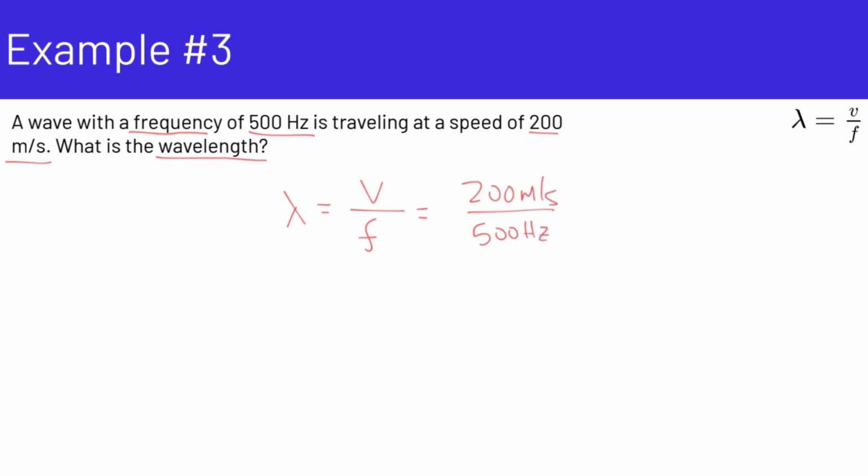So remember that hertz is equivalent to per second. So our per seconds would cancel here, and we'd end up with meters. So we have 200 divided by 500. That's equal to 0.4 meters. So the wavelength of this wave is 0.4 meters.